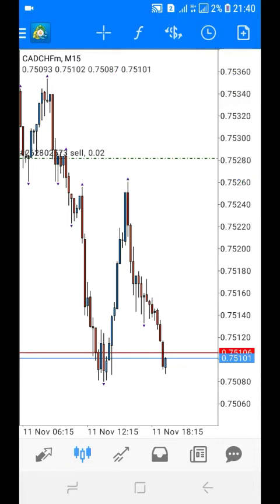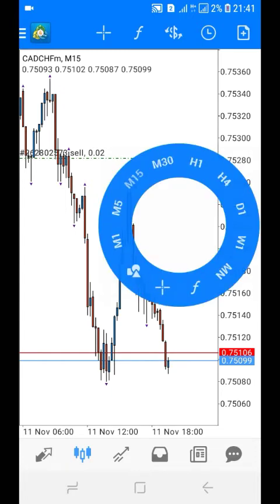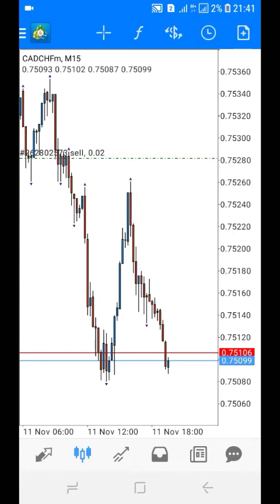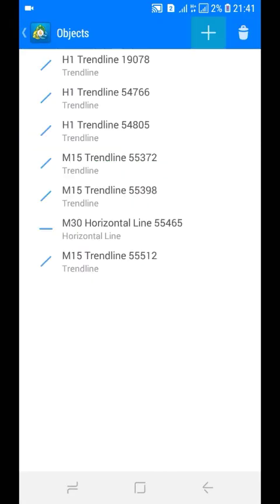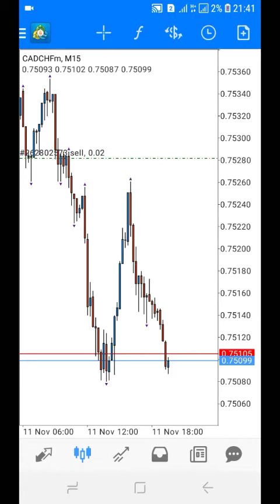So guys, to manage a trade, as you can see, I'm on a trade. What you have to do now is lock this trade so it becomes a risk-free trade. I go to my tools and choose a horizontal line like this, then tap, hold and move it up and down.